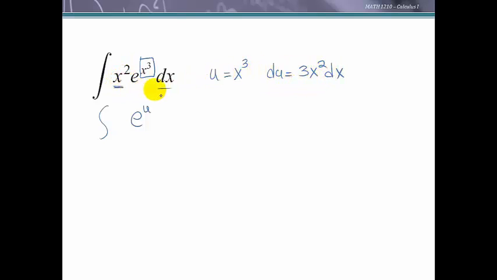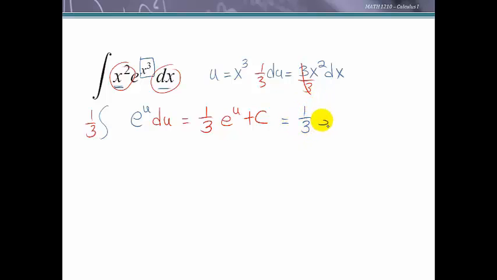Well, looking here, I have the x squared dx part, but I don't have the 3. So what I'm going to do is divide both sides by 3, and now I know that I can replace x squared dx with 1/3 du. So I'm going to put the 1/3 out in front and the du right here, because we know we can always move constants out in front and multiply those later. So now I have 1/3, and I'm integrating e to the u, and we know the integral of e to the u is e to the u. And then we have plus a constant. So now our last step will be to get this back in terms of x. So I have 1/3 e, replace the u with x to the third, plus c.